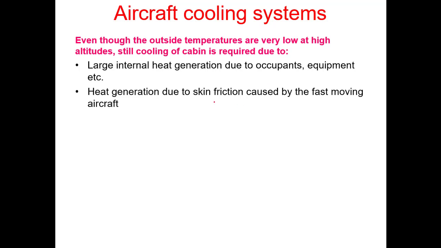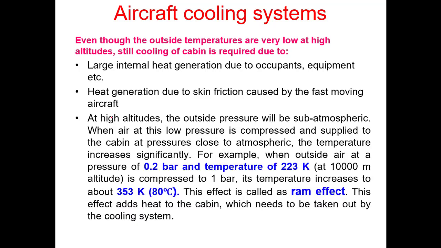The second reason is the heat generation due to skin friction caused by the fast moving aircraft, because the outside surface of the aircraft is moving at a very high speed. As a result of the skin friction, heat is generated. That's one of the sources of heat that we need to remove. Another effect is what we call the ram effect.